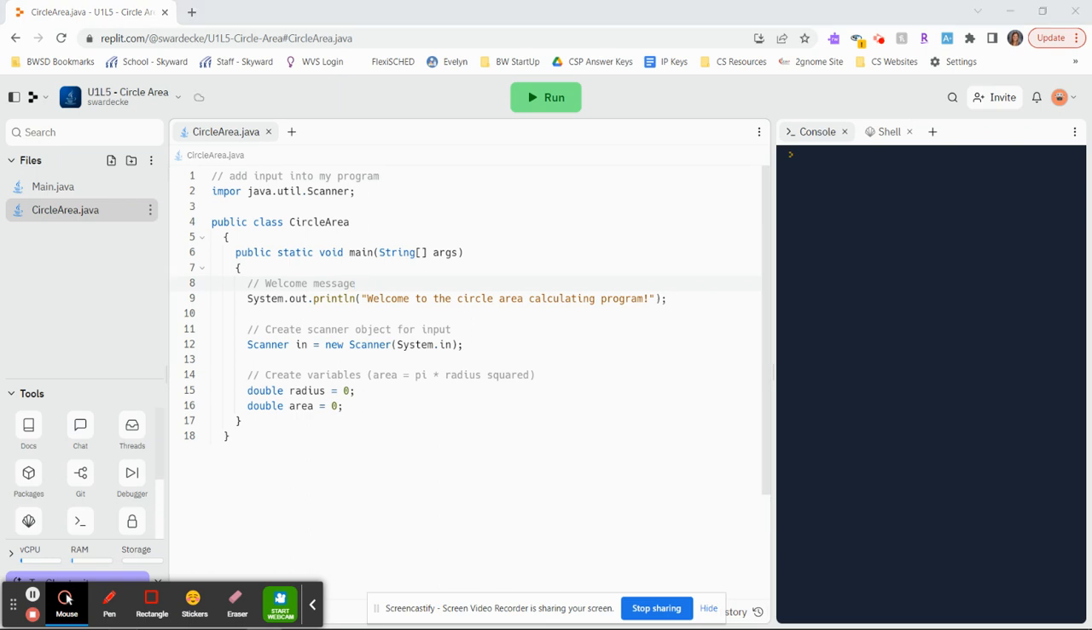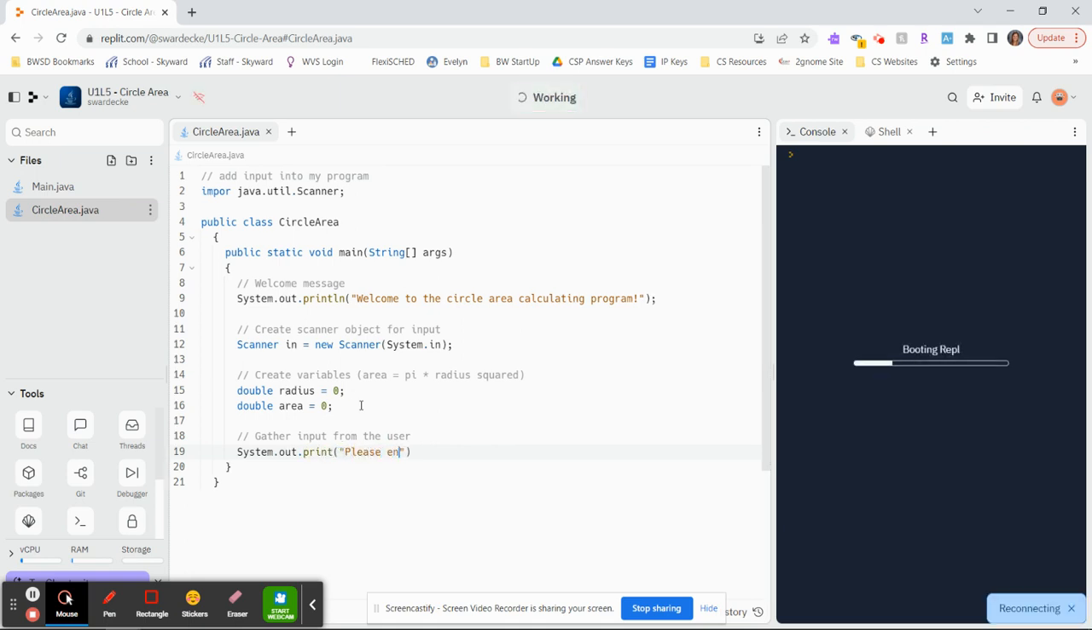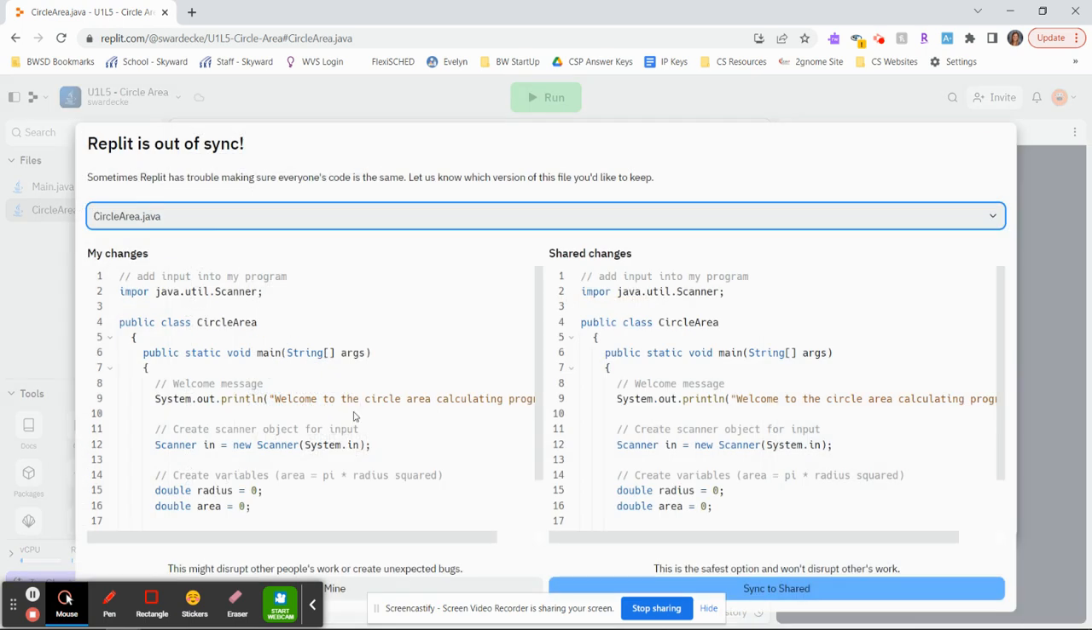Now, if I actually want to ask the user to enter information into my program, remember that I need to actually prompt them. So these next two lines of code are going to gather input from the user. The first line is going to display what I want them to see. The second line is going to gather the input and save it into the variable called radius. So here we have System.out.print, and I'm going to write, "Please enter the radius."